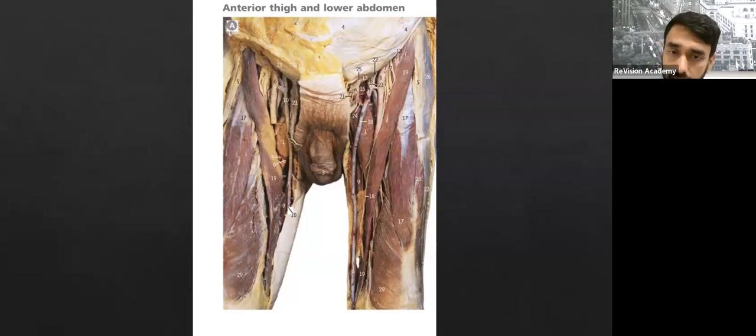And if they ask another question, what structures are coming out from Hunter canal? Three structures come out; four structures enter, and three structures come out. So what are the three structures? Saphenous nerve, femoral artery, femoral vein, which continue as the popliteal artery and popliteal vein.